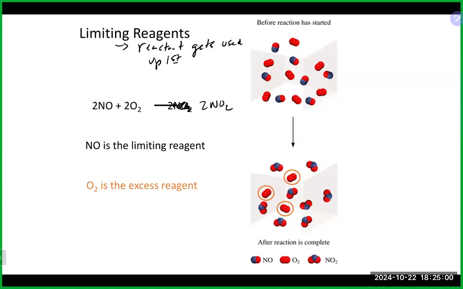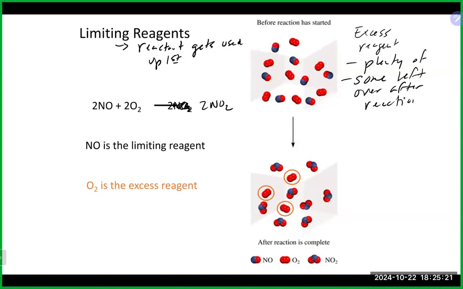And there should also be a reagent there that is known as your excess reagent. And the excess reagent you have plenty of. You'll actually have some left over after the reaction. That's how much of that you have. You have so much that you have some left over when it's all said and done.